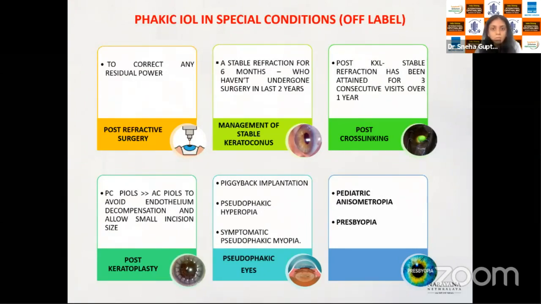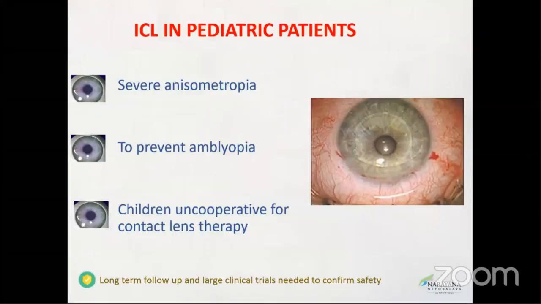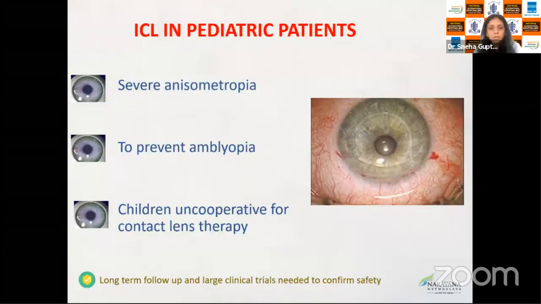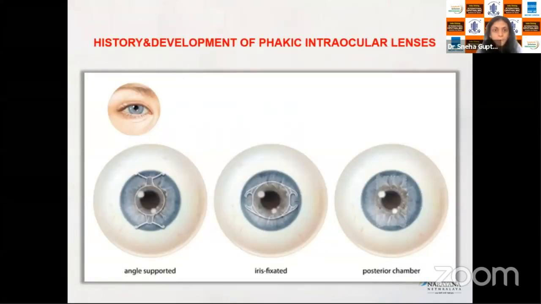If there is any residual power, in cases of management of stable keratoconus, post-cross-linking, post-keratoplasty, in pseudophakic eyes if there is any symptomatic pseudophakic myopia or hyperopia, in pediatric anisometropia, and in presbyopia. In pediatric cases, IPCL can be used in severe anisometropia, preventing amblyopia, and in children uncooperative for contact lens therapy.